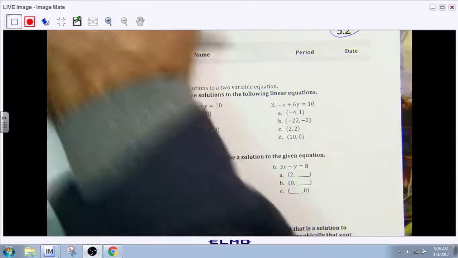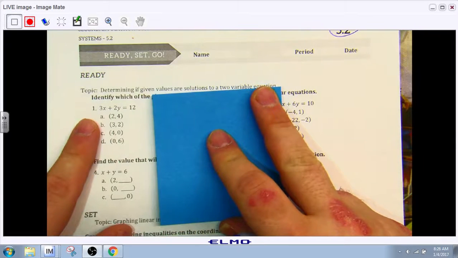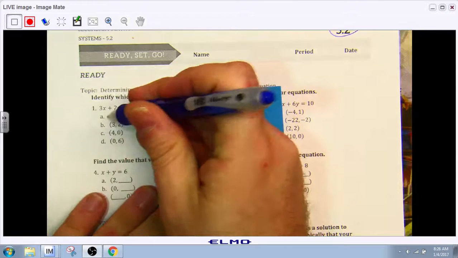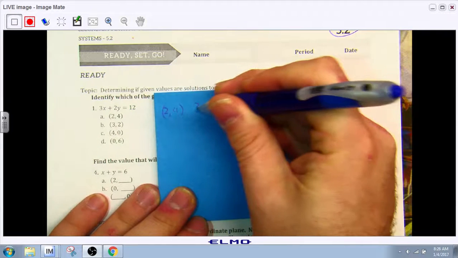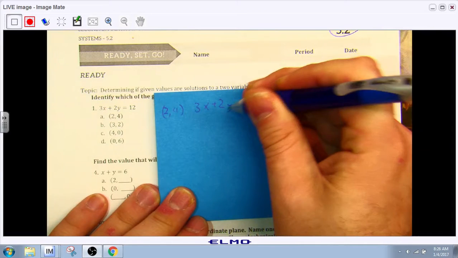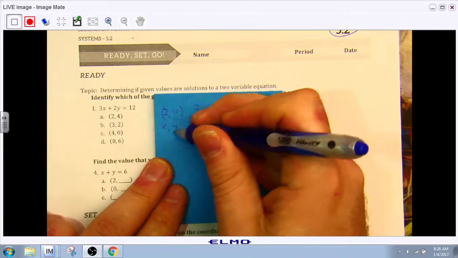So when I look at 3x plus 2y equals 12, I have to take the point (2, 4) and plug it into that equation, 3x plus 2y equals 12. To do that, this is my x, this is my y. I just plug in those values.